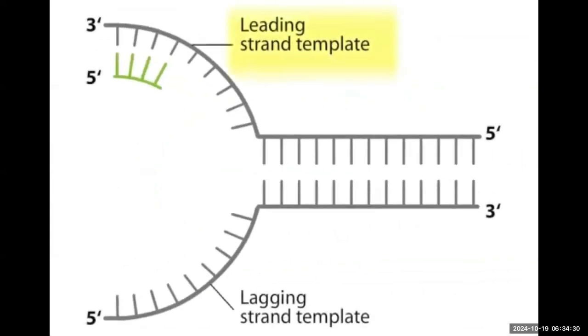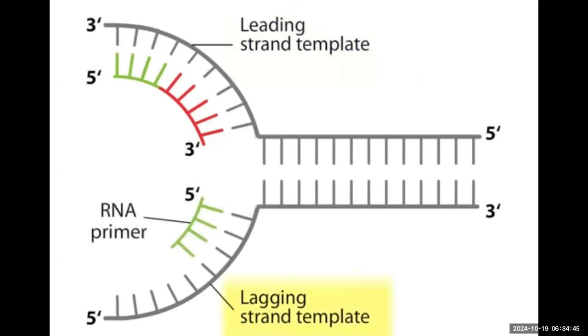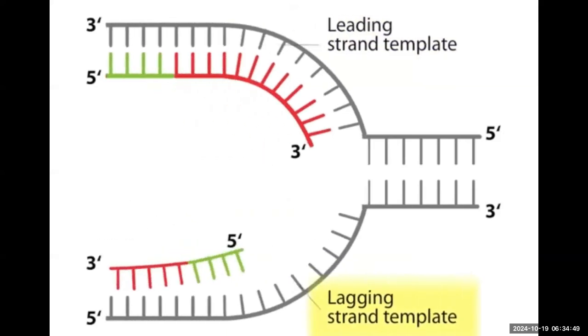At each growing replication fork, two new DNA strands are made. The leading strand is synthesized continuously from a single RNA primer. It grows in the 5' to 3' direction, the direction of replication fork movement. The lagging strand is copied discontinuously from multiple primers, resulting in a succession of Okazaki fragments.